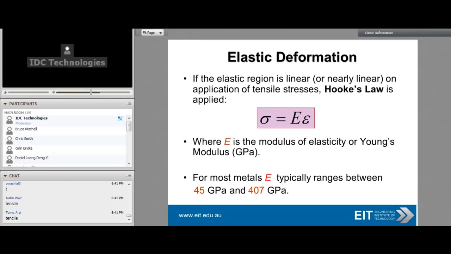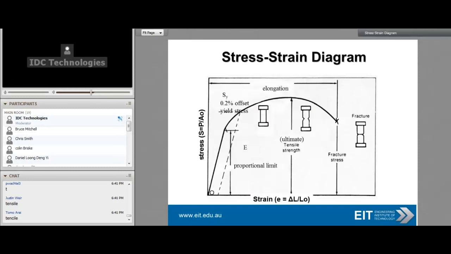So if we want to find out the tensile stress of a piece of material, then we apply this formula. Well, we know that sigma is the stress. E is Young's modulus of elasticity. That's measured in gigapascals. And then epsilon is the strain. And the strain is dimensionless. It's a change in length divided by the original length. And for different materials, the value of Young's modulus of elasticity, capital E here, can vary anywhere between 45 gigapascals right up to 407 gigapascals. It really depends on the material.